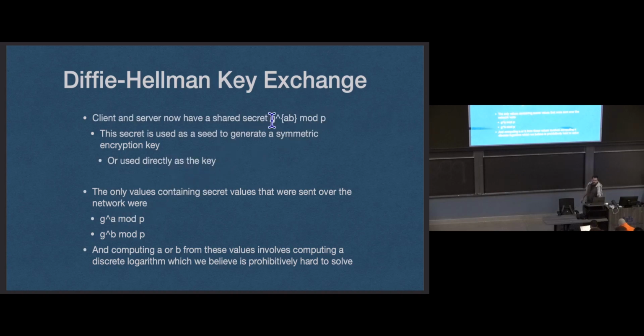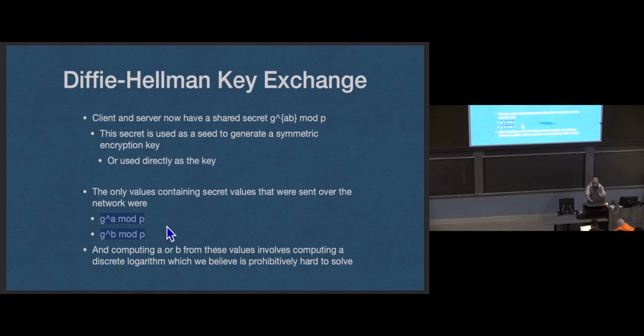So we agreed on a secret, G to the AB mod P. We have a shared secret between server and client. Everybody knows G, everybody knows P, they're both public. A and B are both super private, even the client and server can't know each other's values. And the only values that went over the air, or over the network, over the wires, and Wi-Fi, are G to the A mod P, G to the B mod P.